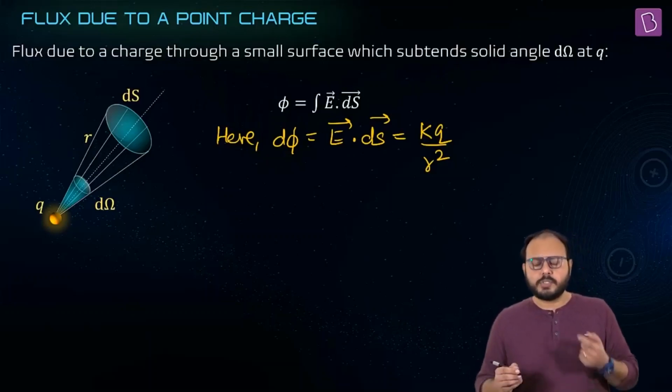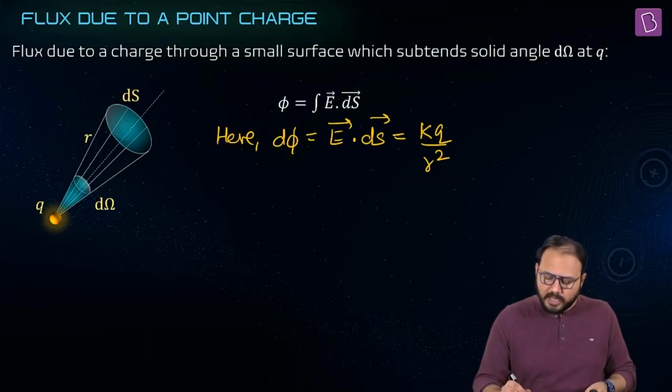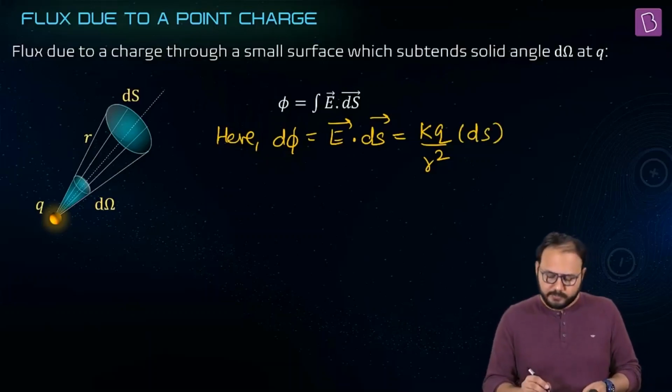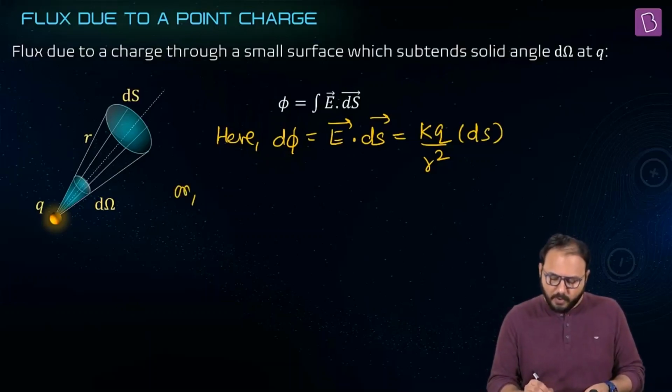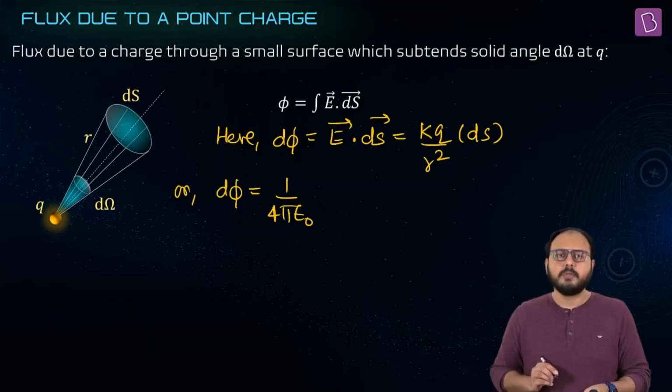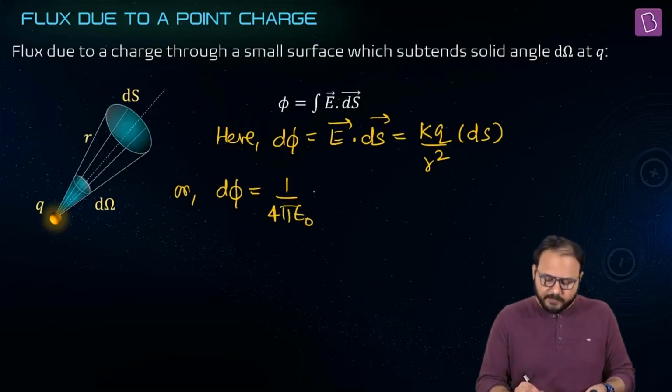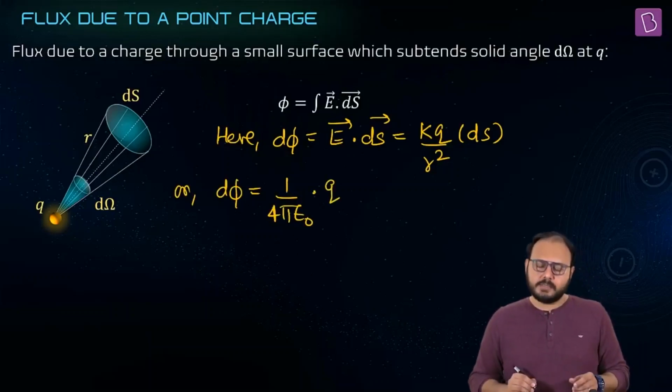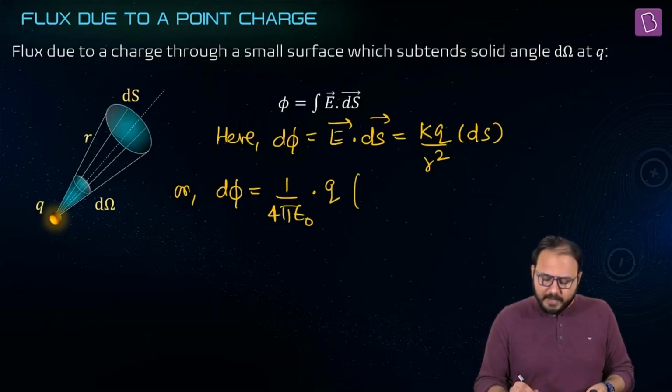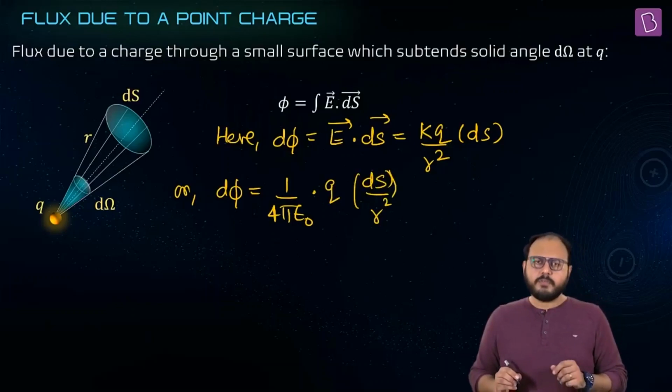Good. Angle 0, cos 0 is 1. Perfect. So kq by r square into ds. Sure? Or d phi is equal to, can I write k as 1 upon 4 pi epsilon naught? Yes, you can write. Can I keep q as it is? Yes. And can I put r square below ds? Of course you can do that.